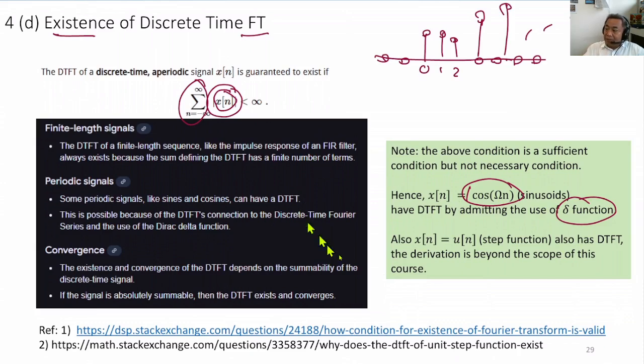Okay? And of course, even the step function has a DTFT. And then you say, hey, but a step function, you cannot sum because it's going to go to infinity. So again, we are going to use a delta function within the step function. And the derivation is beyond the scope of this course.